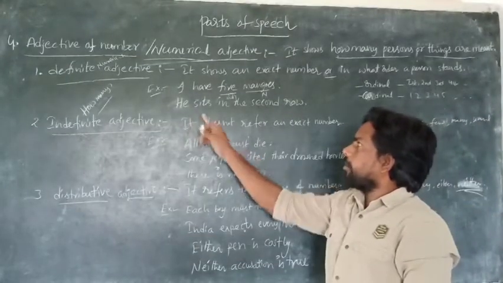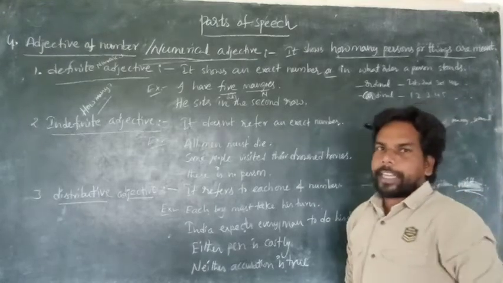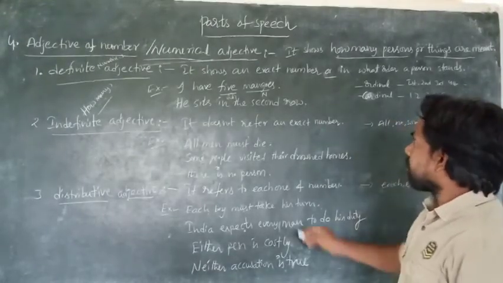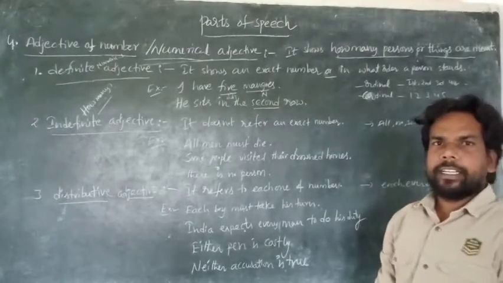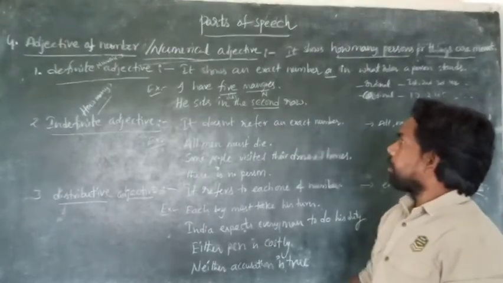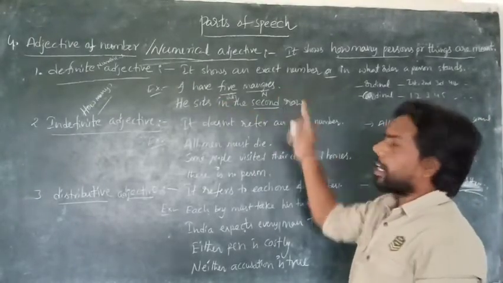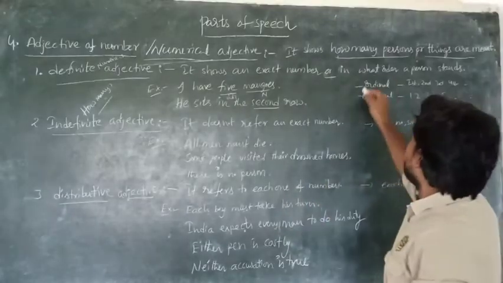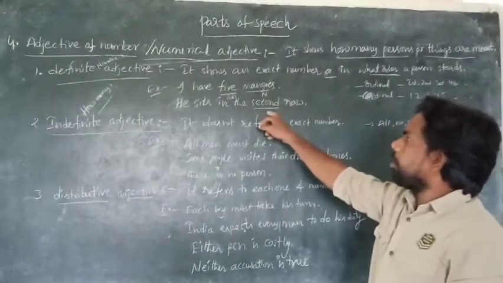And the next one: he sits in the second row. Here second is the number. Is it clear? So it is called a definite numerical adjective. It doesn't show an exact number, but it shows order. What shows order? In which row? In the second row.